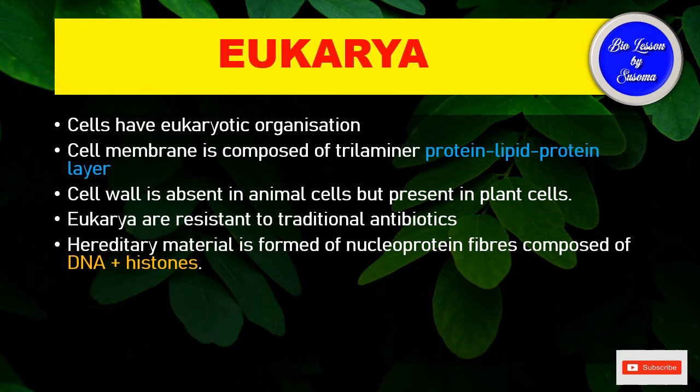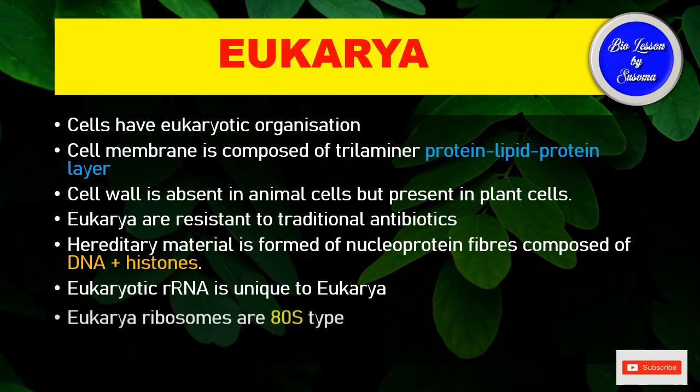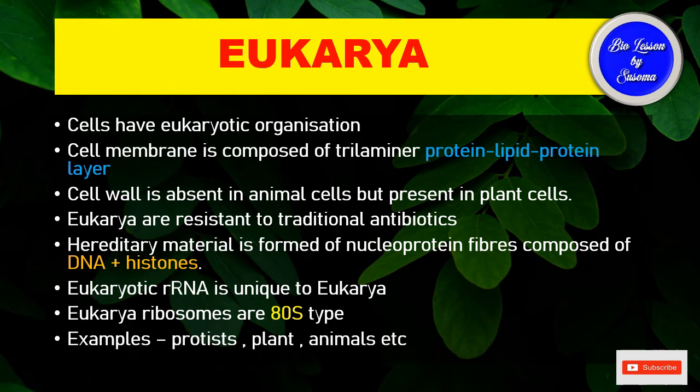The hereditary material is formed of nucleoprotein fibers which are composed of DNA and histones. Eukaryotic rRNA is unique to the Eukarya. Eukarya ribosomes are the 80S type. Now 80S type ribosomes are the larger ribosomes which are found in the eukaryotes, and these are made up of two subunits, that is 40S and 60S. And examples of eukaryotes are protists, animals, plants, etc.